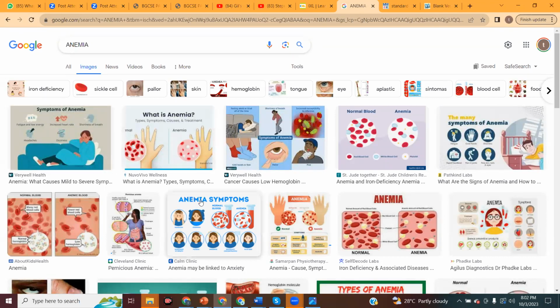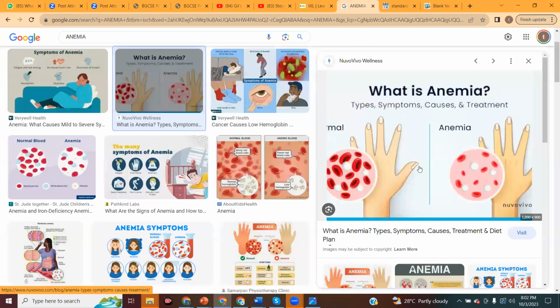Shortness of breath. What else? You get tired easily. Your muscles hurting. Your muscle pain. Very good. All right. Where can we find iron?